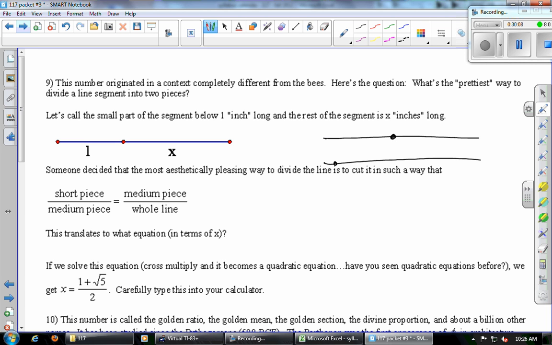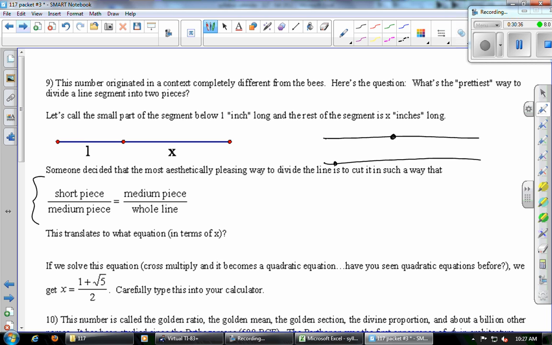And the ancient Greeks were quite interested in, among other things, aesthetics, this idea of how to make things look good. They didn't have iPads back then, so they had sticks and lines that they could draw in the dirt, and they decided one of the things they wanted to make look nice was cutting a line segment into two pieces. And so it turns out that somebody decided that the right way to make a line segment look nice when you divide it is to have it satisfy this equation.